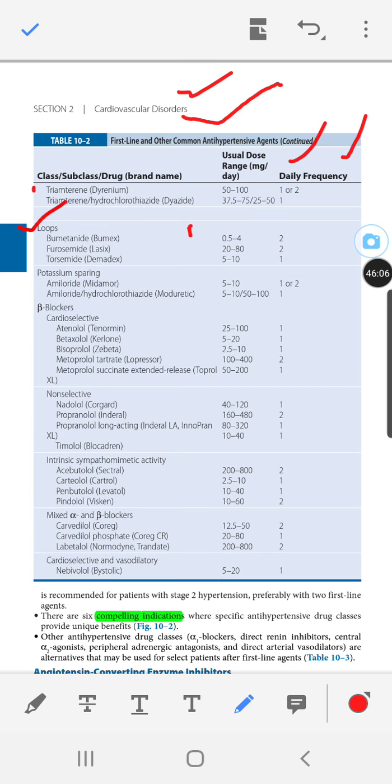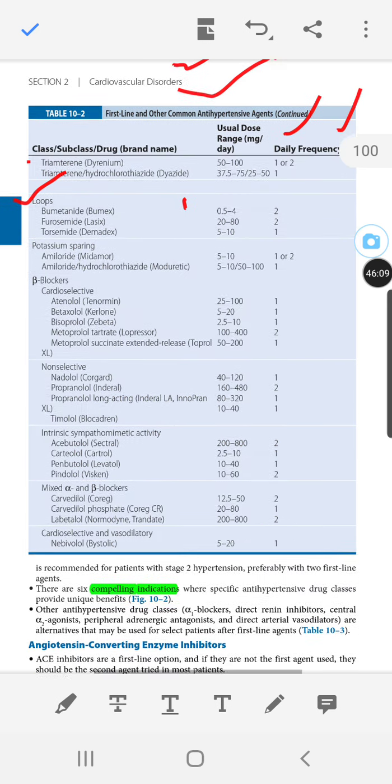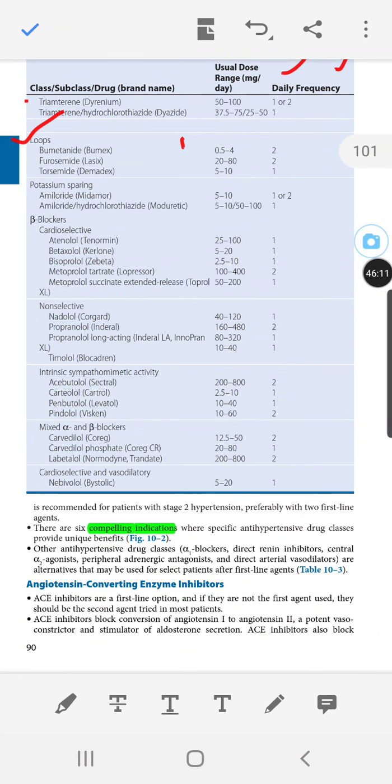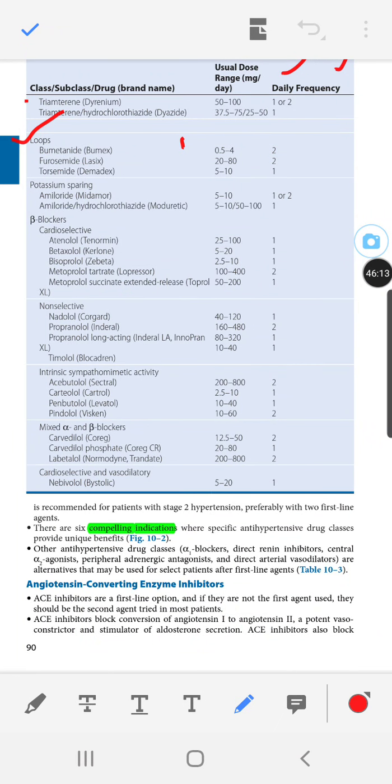We go from here, the loop diuretics. Loop diuretics include bumetanide, furosemide, torsemide. Furosemide is very common, so you can learn it with the brand name. Lasix, furosemide, are very commonly used drugs, so you can memorize this one from here, like Lasix, furosemide.